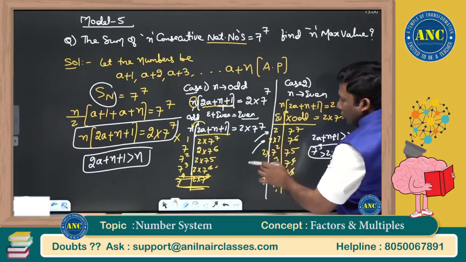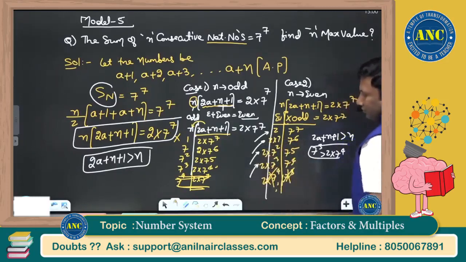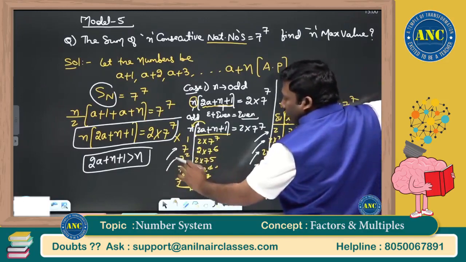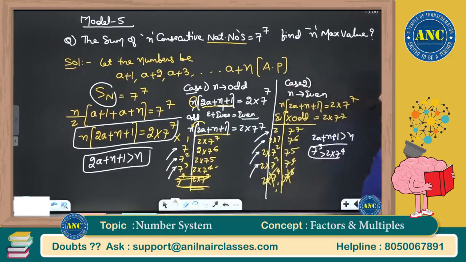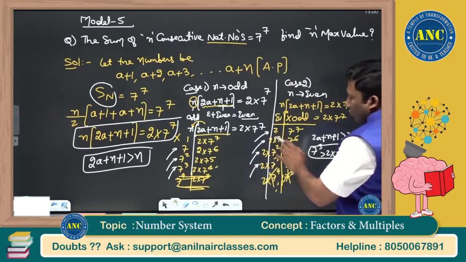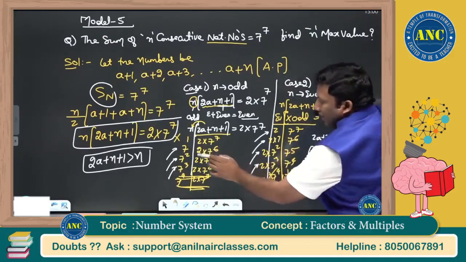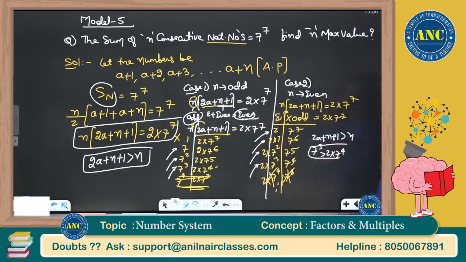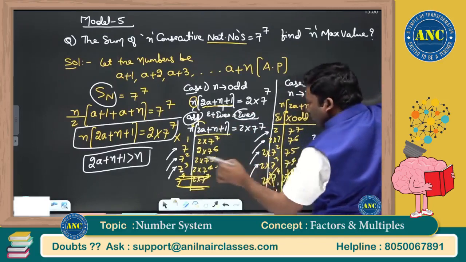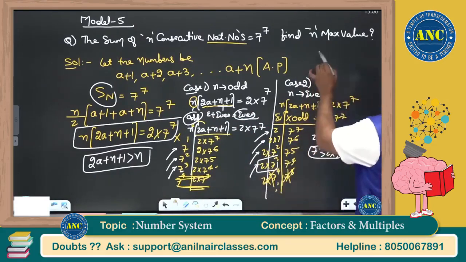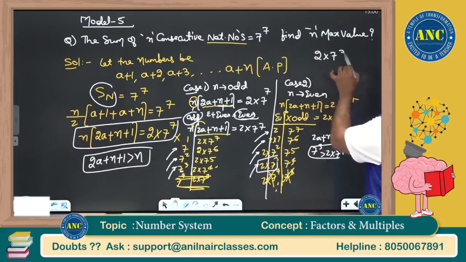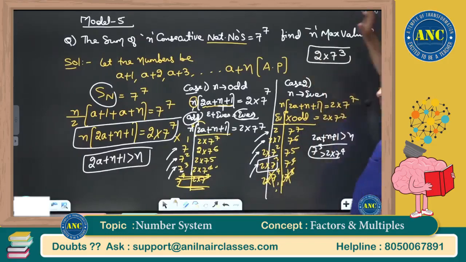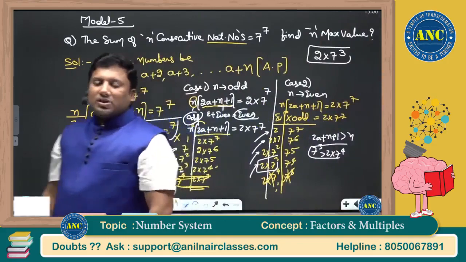Total, how many cases we got? 1, 2, 3, 4, 5, 6, 7. Am I right? Again, I am repeating. 1, 2, 3, 4, 5, 6, 7, 8. If this is an odd number, this is an even number. Am I right? Odd into even or even into odd. What is the question? Maximum value of n. In this one, what is the maximum value? This one, 2 into 7 cube is the maximum value.